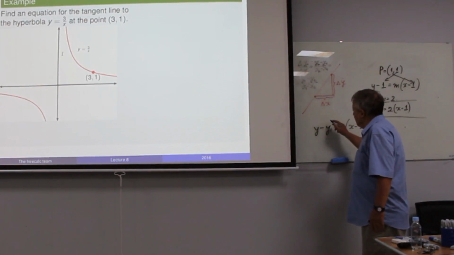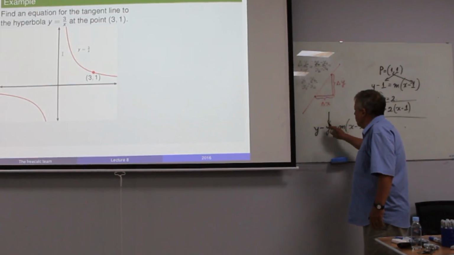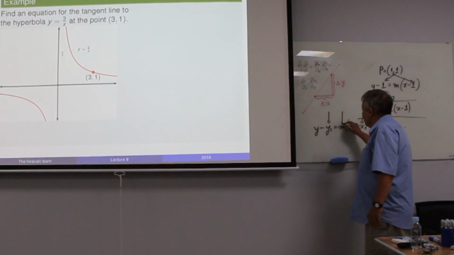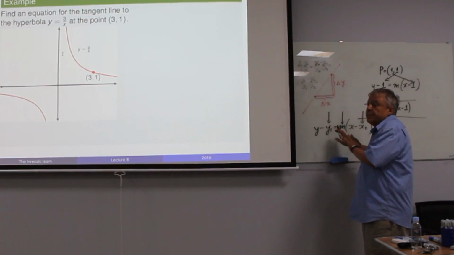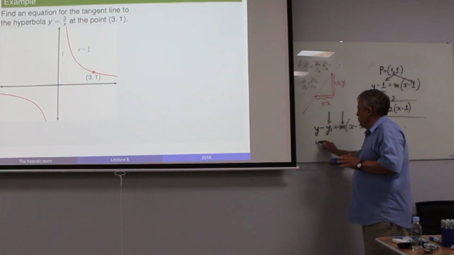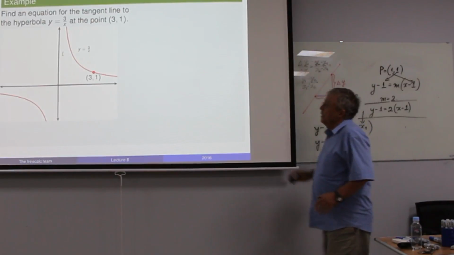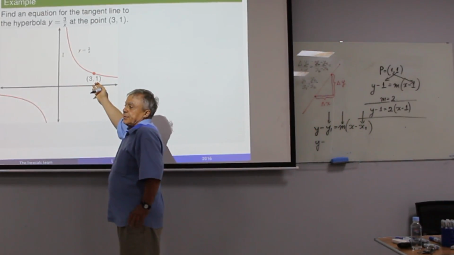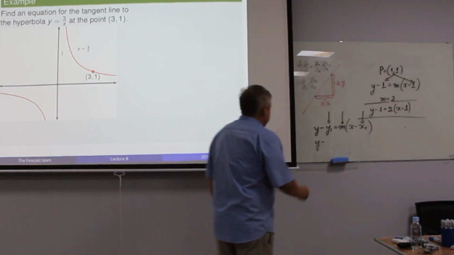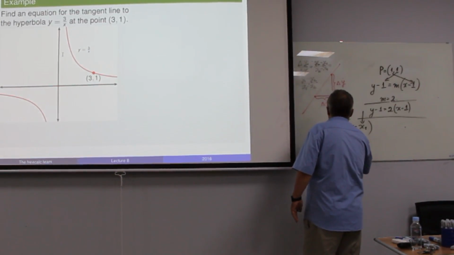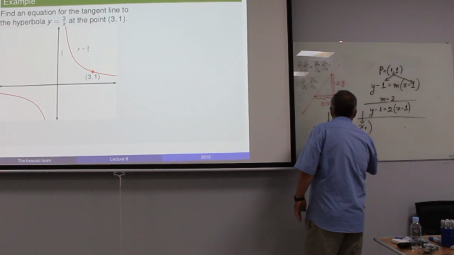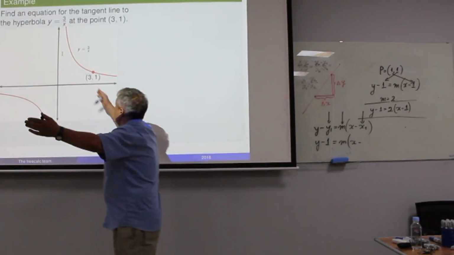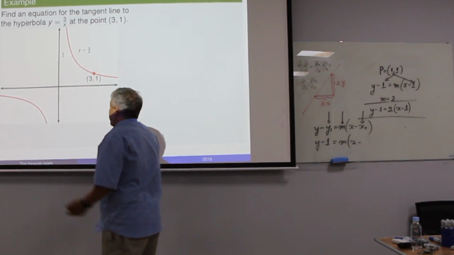So what do I have to put? I have to replace y1 and I have to replace x1. And I have to replace m, but at the moment, don't worry about that. So y minus, how much is the y coordinate? 1. Minus 1 equals m, x minus, how much is the x coordinate? 3.